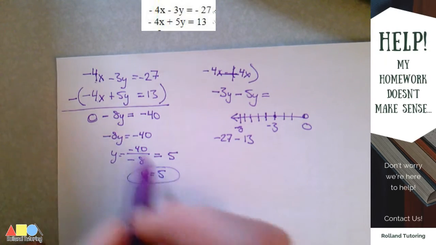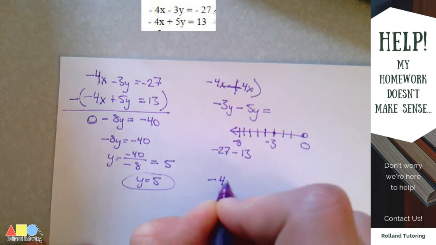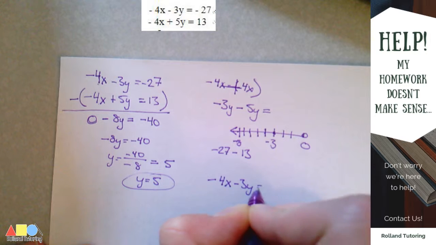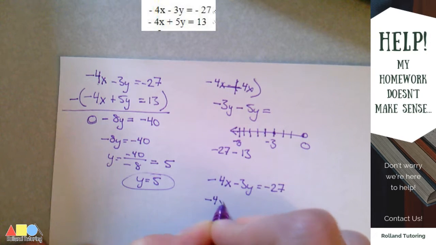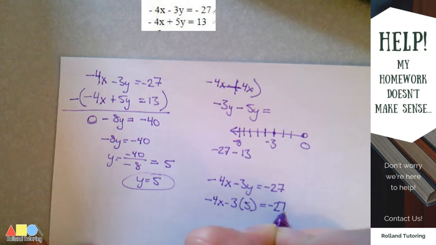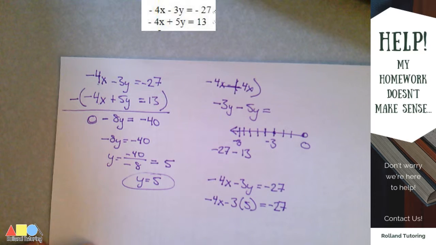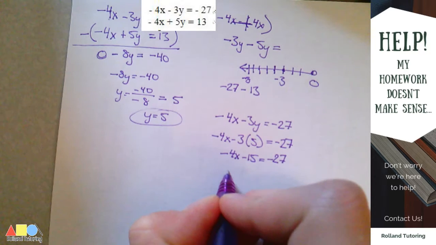Not done yet though. We need to plug this back in to solve for x. We can pull out our negative 4x minus 3y equals negative 27. We'll plug in our number of 5: negative 4x minus 3 times 5 equals negative 27. And once we do that, we can keep going. We get negative 4x minus 15 equals negative 27. And once we've done that, I'll solve for our x.